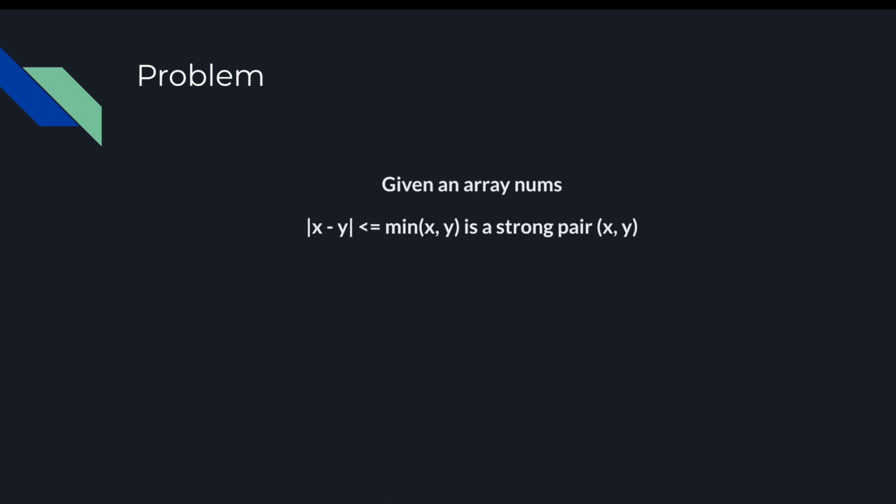pair. A strong pair is any two numbers x and y where the absolute difference between x and y is less than or equal to the minimum of x and y. And among all of these strong pairs in nums, we're told to find the largest XOR product between them.